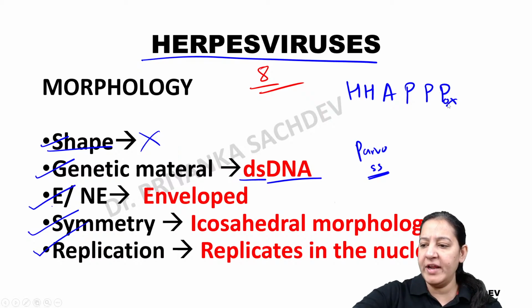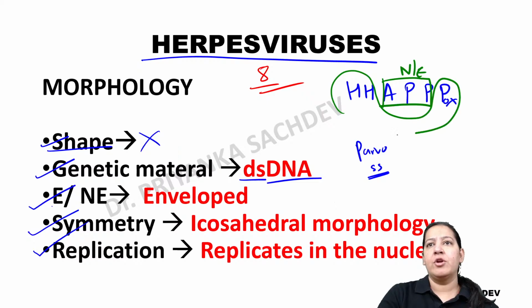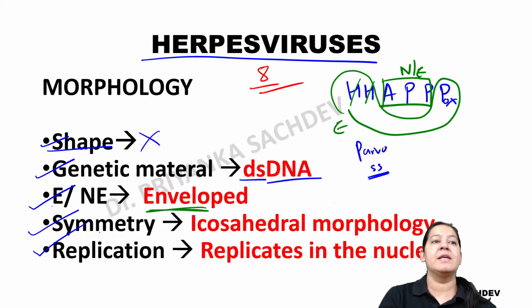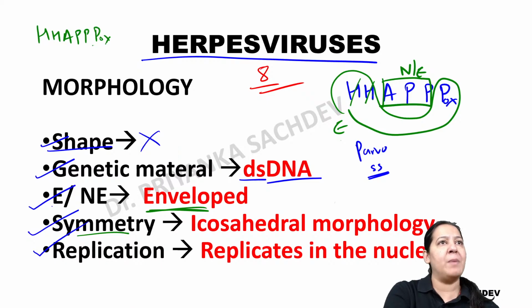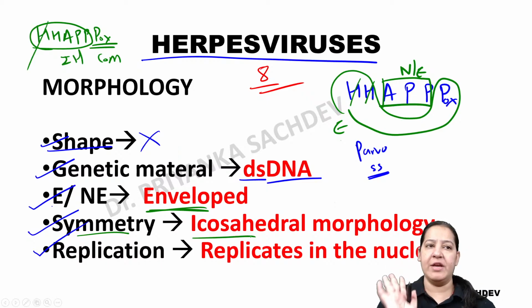Among these, I guess everyone knows, these three are non-enveloped, and the remaining three are enveloped. Now you yourself see where herpes is coming. Herpes and hepadna, both are enveloped. So of course it is an enveloped virus. About the symmetry, you already know HHA, PPP, the last pox virus has complex symmetry, right? The remaining five have icosahedral. So herpes, I am interested in herpes. Herpes has icosahedral symmetry.